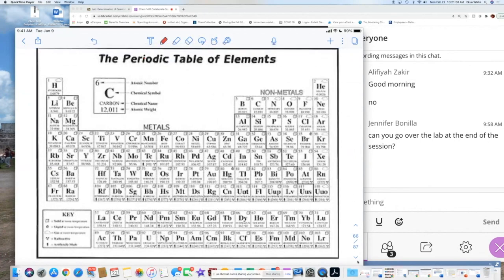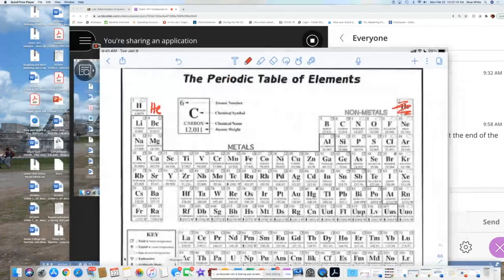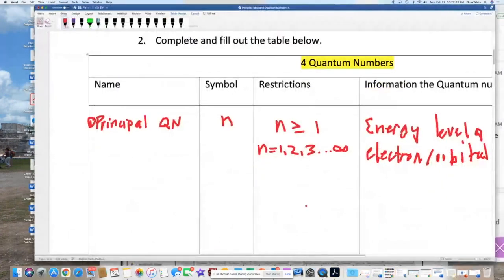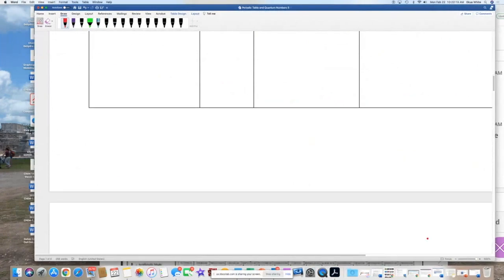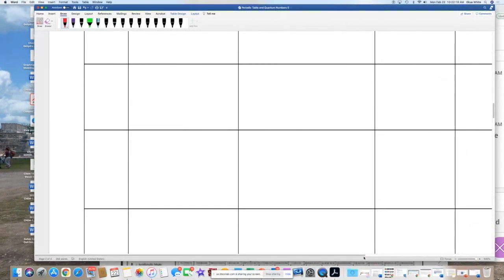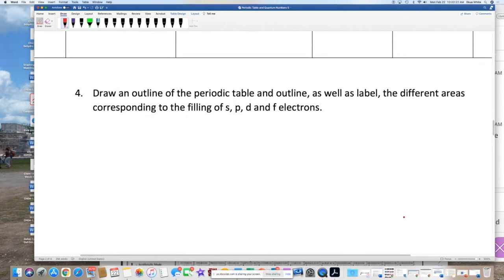Okay, I want us to go ahead and classify this. So real quick, remember, helium for this purpose is a roommate of hydrogen, so you want to move it over here. One of the questions in your lab has you join the periodic table, a mock, and then you have to go through and outline the periodic table, as well as label the different areas corresponding to the filling of the S, P, D, and F electrons. So what I'm doing right now is similar to what they're asking you to do for number 4. I'm actually outlining my periodic table.